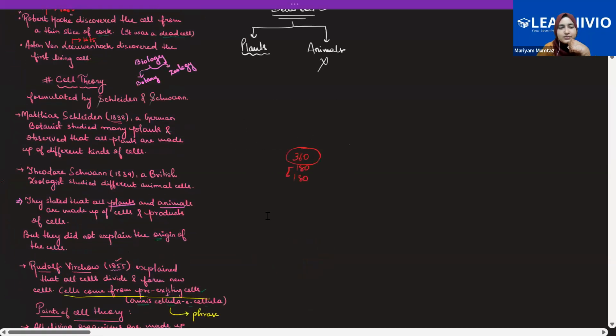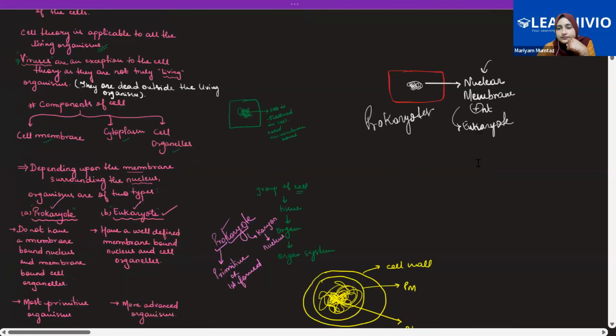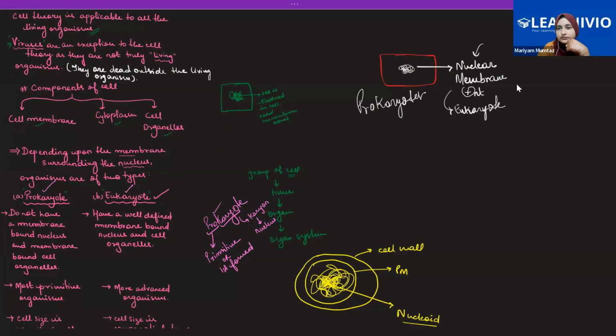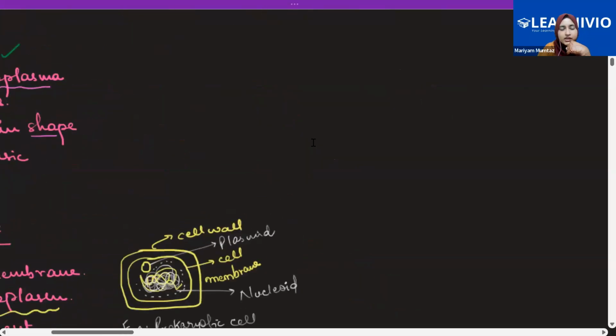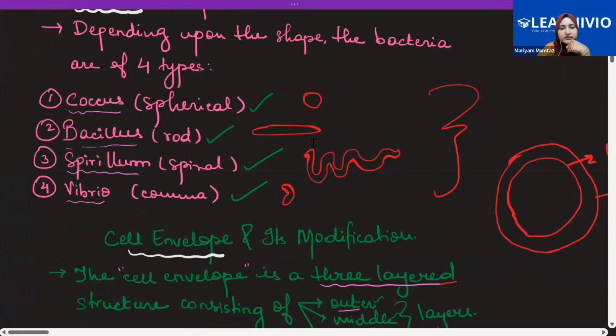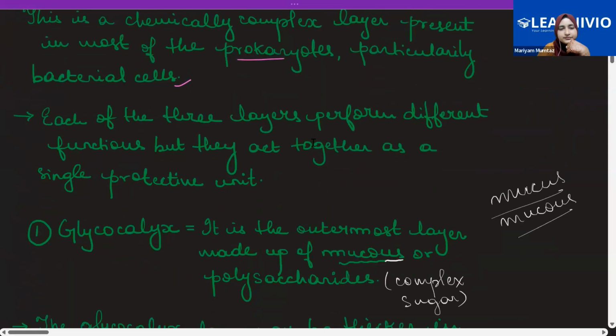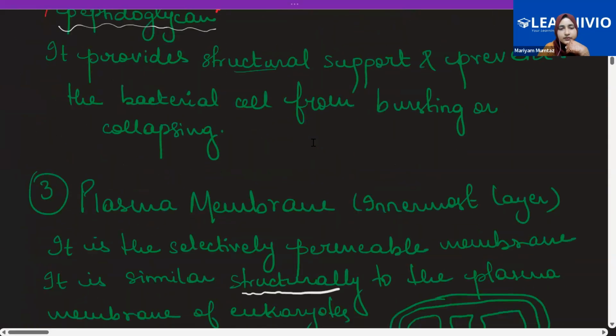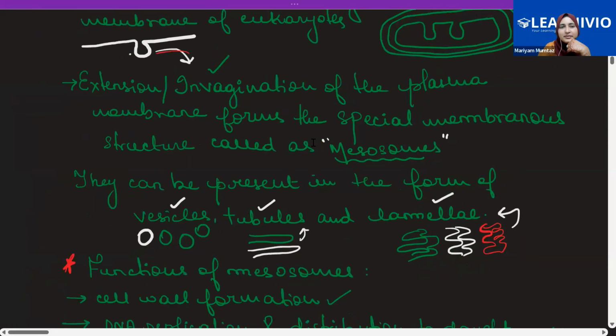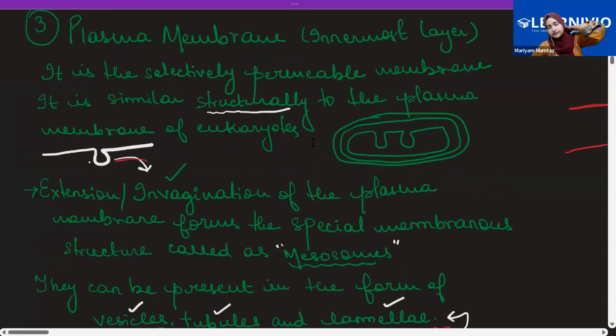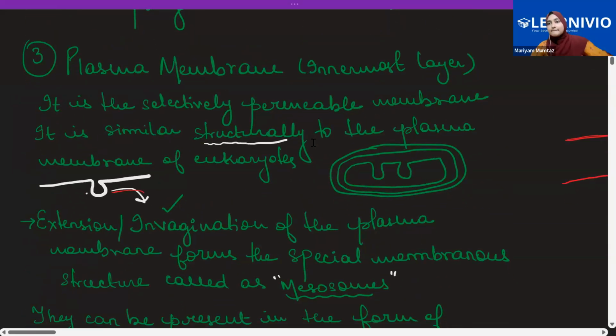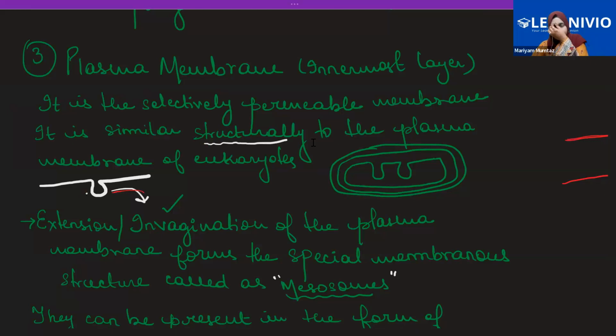So in the previous class, where did we leave off? I believe we have done the... Okay. So we were talking about the plasma membrane, isn't it, students? Yes, ma'am. So we were talking about the cell structure of the prokaryotic organisms.